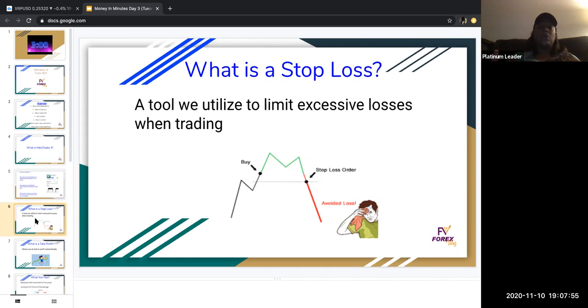It's a tool that we utilize to limit excessive losses when trading. Once we put in a trade, we put in our entry where we're going to either buy or sell the market, but we also put in this stop loss. This protects our accounts so that you're not blowing your account, because the market is tricky and sometimes it doesn't go the way that we wanted. This stop loss avoids loss. So we set the stop loss to say, okay, if the market gets right here at $5, that's all I'm willing to risk today. Take me out at $5, you're out.